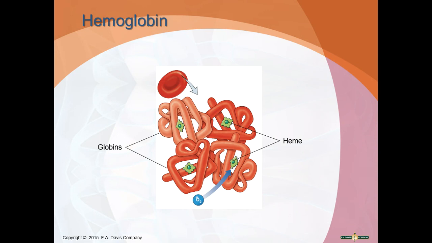Hemoglobin also carries carbon dioxide, but instead of binding with the heme, the carbon dioxide binds with globin. So how much oxygen the blood can carry depends on the quantity of red blood cells and hemoglobin it contains. So the oxygen binds to the heme portion, and the carbon dioxide binds with the globin.